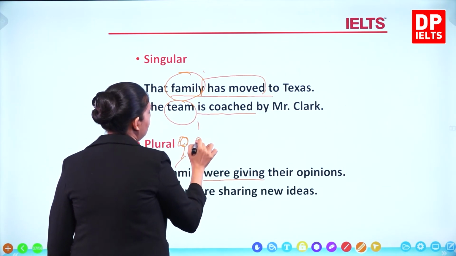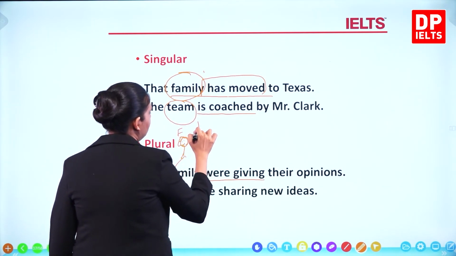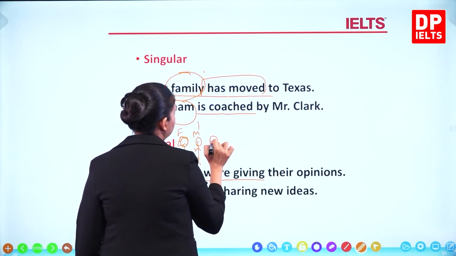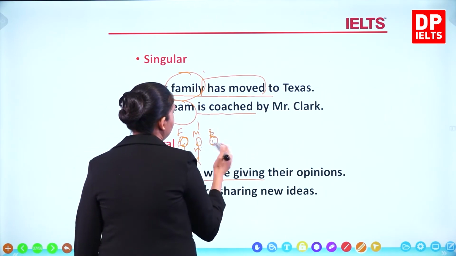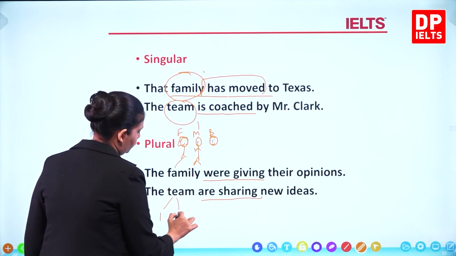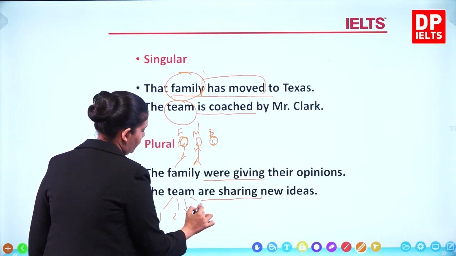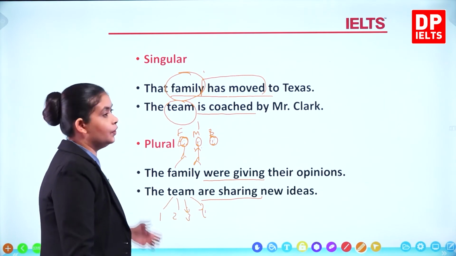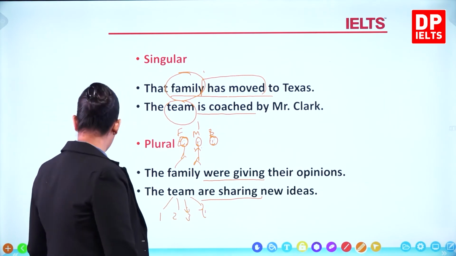Then you have the mother. So this is the father, the mother, right? The brother. Different members. Each individual considered, then the verb is plural. The team are sharing. Again, the team is considered 1, 2, 3, different number of players. So each and every one, then the verb becomes plural, right?